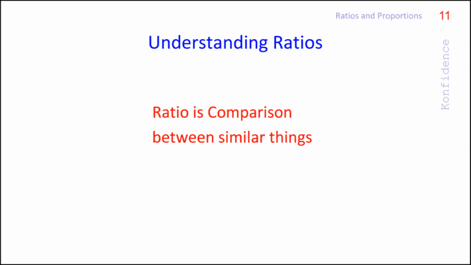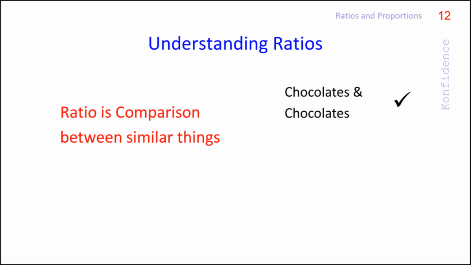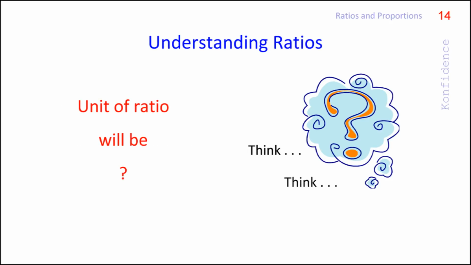In ratios, there is one implicit assumption, that is, we compare like things. We compare apples to apples, oranges to oranges, etc. We will not compare unlike things. We will compare chocolates to chocolates and not chocolates to marks. We know length is measured in meters, weight in kilograms, etc.